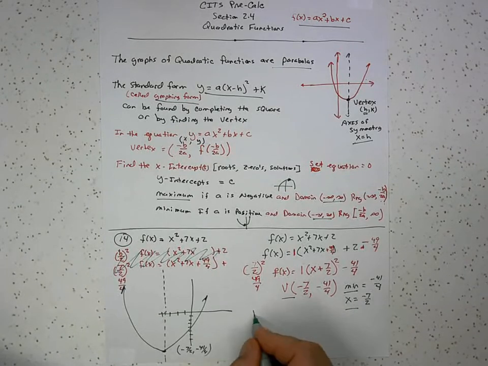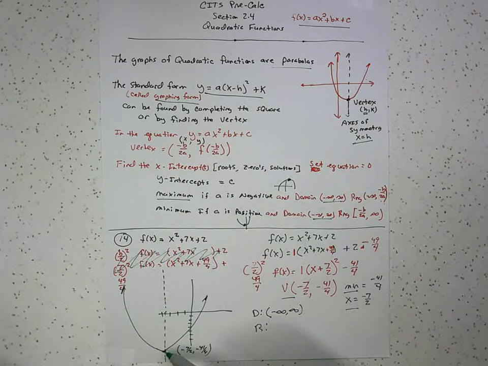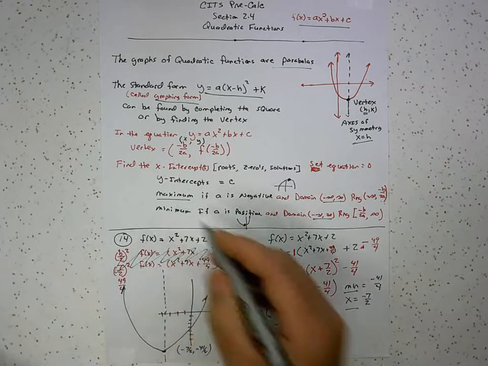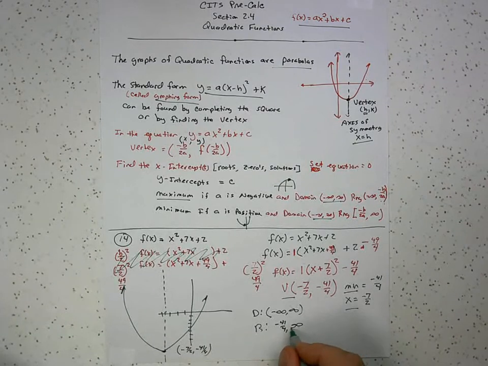Let's do this now, the domain. Domain is all real numbers on all parabolas, so -infinity to +infinity. The range, as it's going up, I come up until I hit that point. And that's my starting point, which is -41/4. It keeps going up forever. That goes to infinity. That's open, and that's closed.